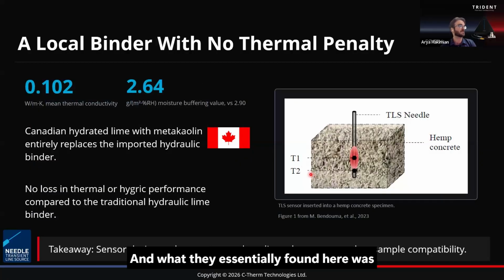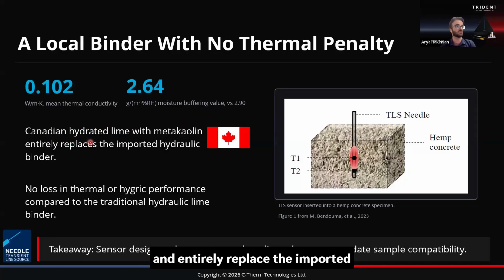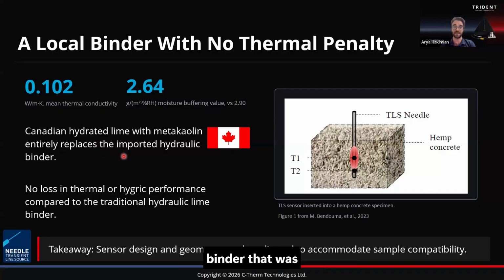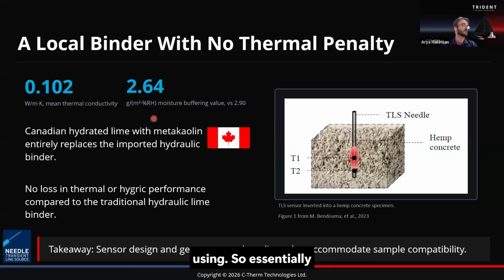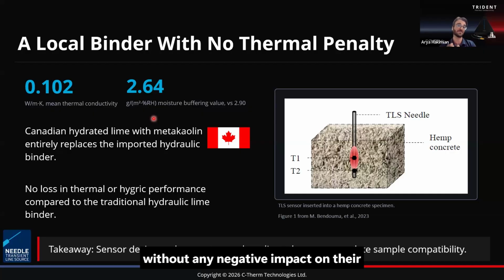And what they essentially found here was they were able to source a local binder, actually a Canadian hydrated lime, and entirely replace the imported binder that was slated to be used. The thermal conductivity and the moisture buffering performance gave essentially comparable results to what they were seeing with the more traditional binder option that they were using. So essentially, locally sourced materials without any negative impact on their overall performance.